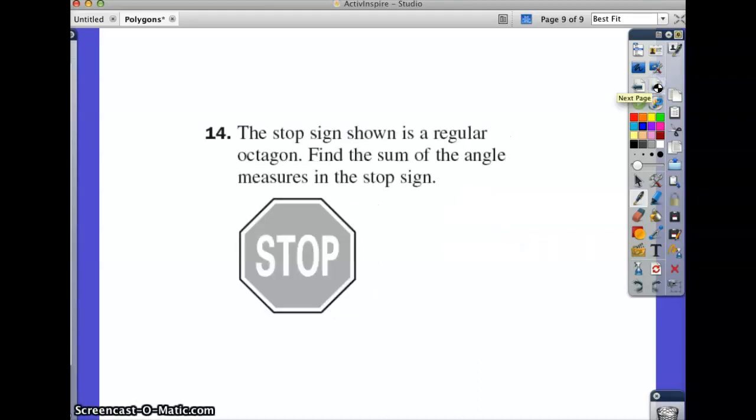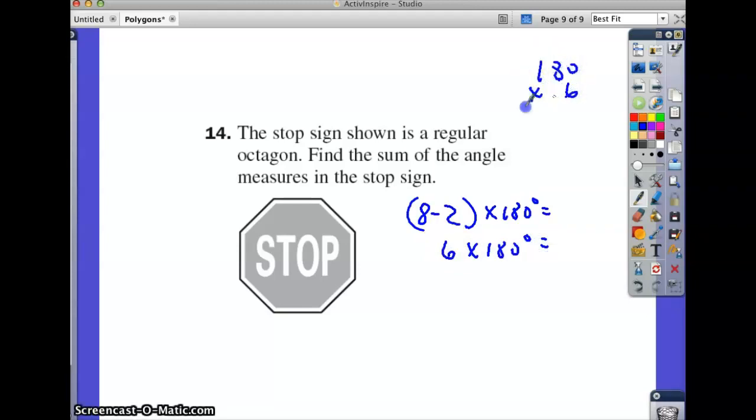Okay. And last, the stop sign shown is a regular octagon. Find the sum of the angle measures in the stop sign. So it's an octagon. Remember, you take the number of sides, which is 8, subtract 2, and you're going to multiply that by 180 degrees. So 8 minus 2 is 6, times 180. Let's do that. 180 times 6 is 0. 8 times 6 is 48. So the sum of the measures of the angles of this octagon is 1,080 degrees.